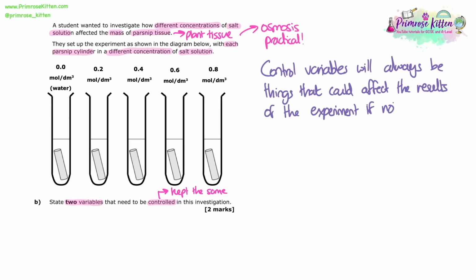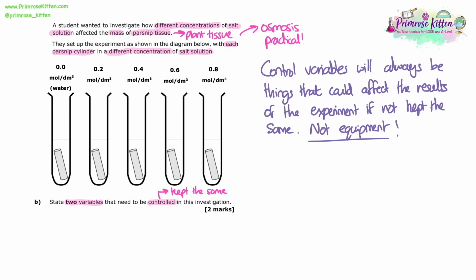Control variables will always be things that could affect the results of the experiment if they're not kept the same. So it's always going to be things that could affect the processes or whatever's happening in your experiment. They're not going to be equipment-based answers. You're never going to get marks for saying use the same beaker, use the same tubes. That's not going to be what they want you to say.